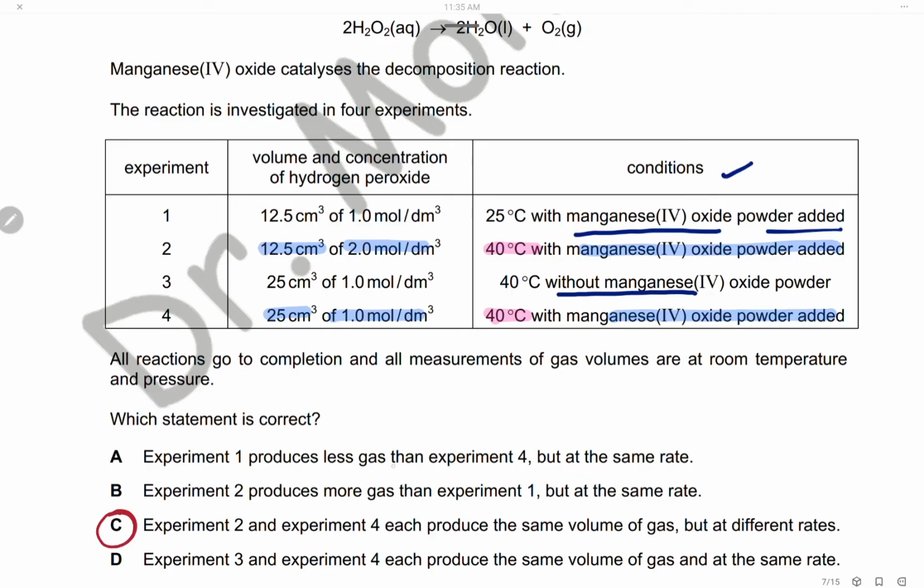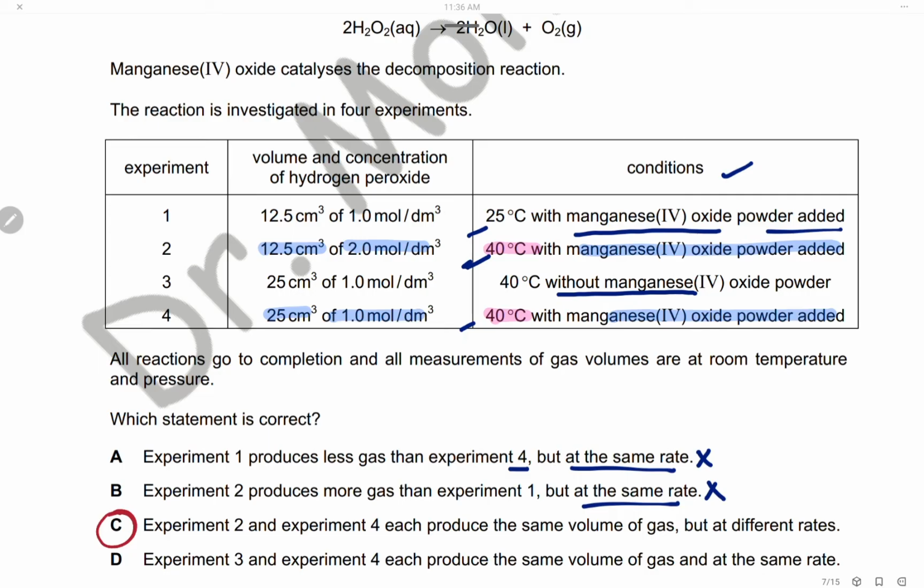A. Experiment 1 produces less gas than experiment 4, but at the same rate. Experiment 1 is at 25 degrees Celsius and experiment 4 at 40 degrees. So of course, increasing the temperature will increase the rate of reaction. So experiment 1 and 4 are not at the same rate. B. Experiment 2 produces more gas than experiment 1, but they are at the same rate. Of course, again, they are not at the same temperature, so they will never be at the same rate.